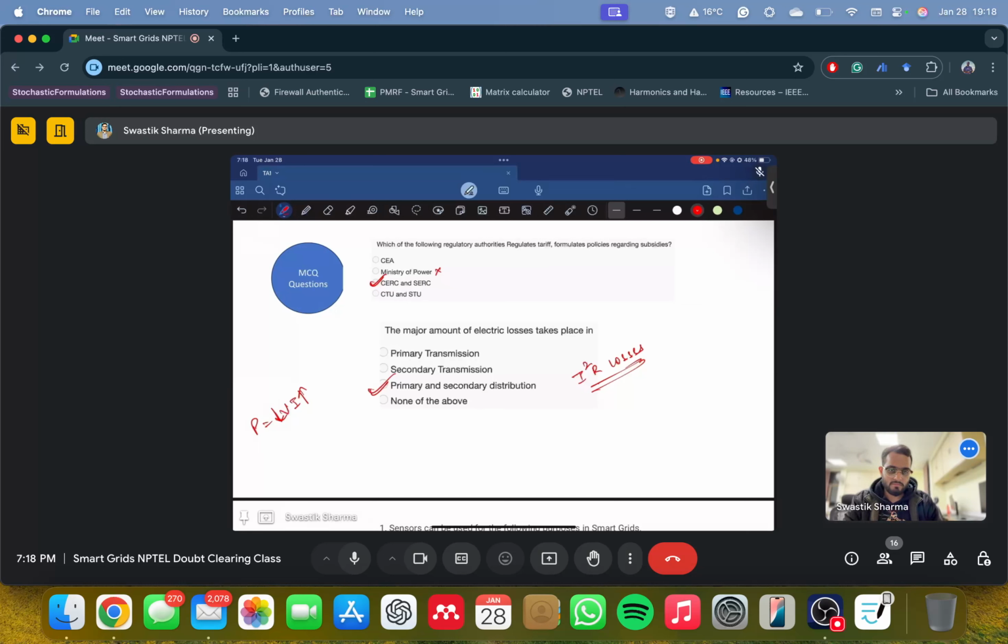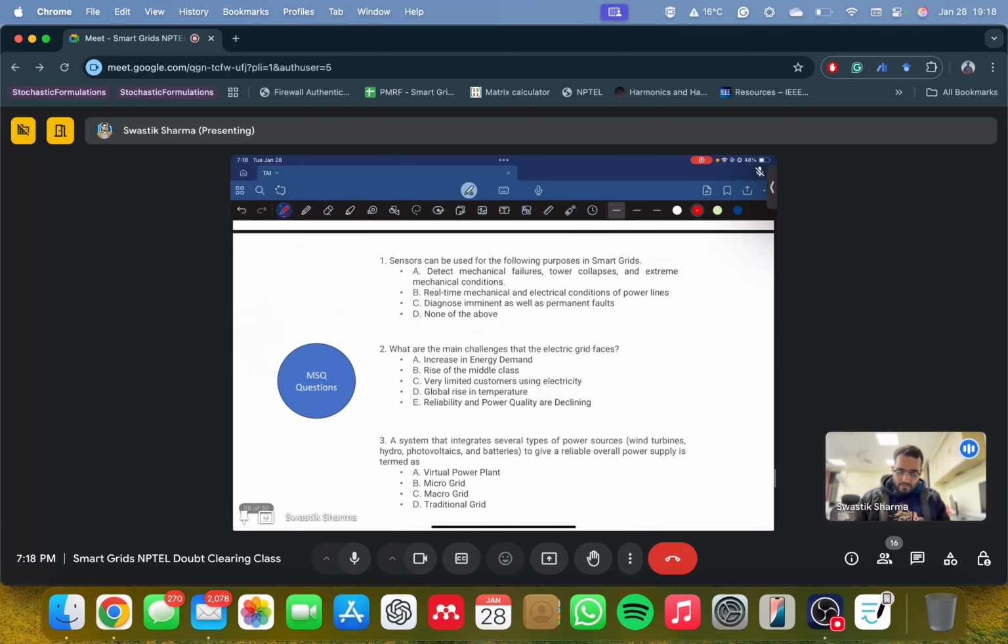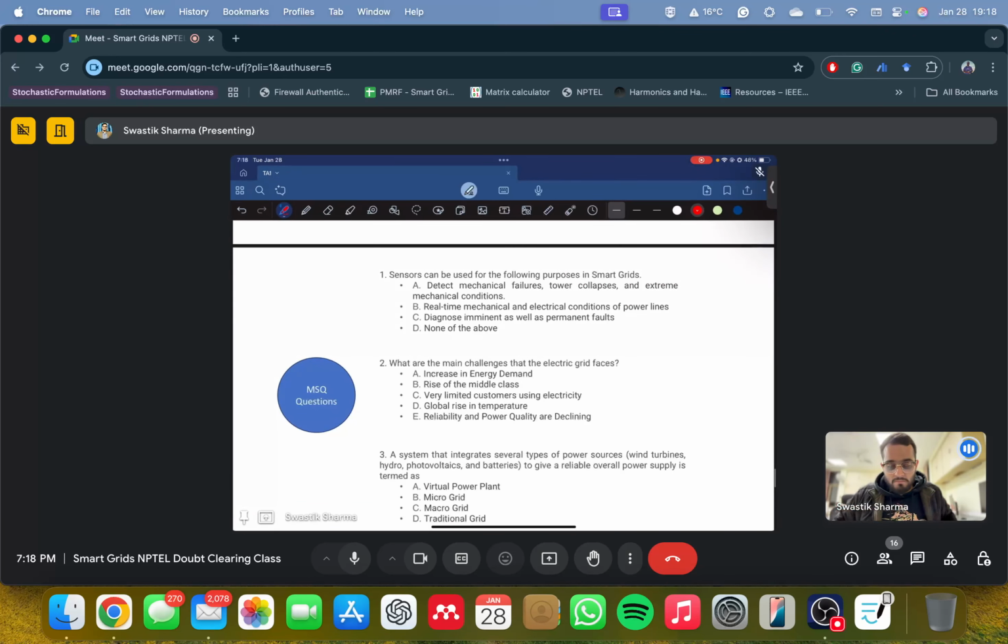Any doubts? No. Great. We have another set of questions. These are very easy. These are multiple select, so you have to select multiple of these if there are any. Sensors can be used for the following purposes in the smart grid. Can you tell me which of these?